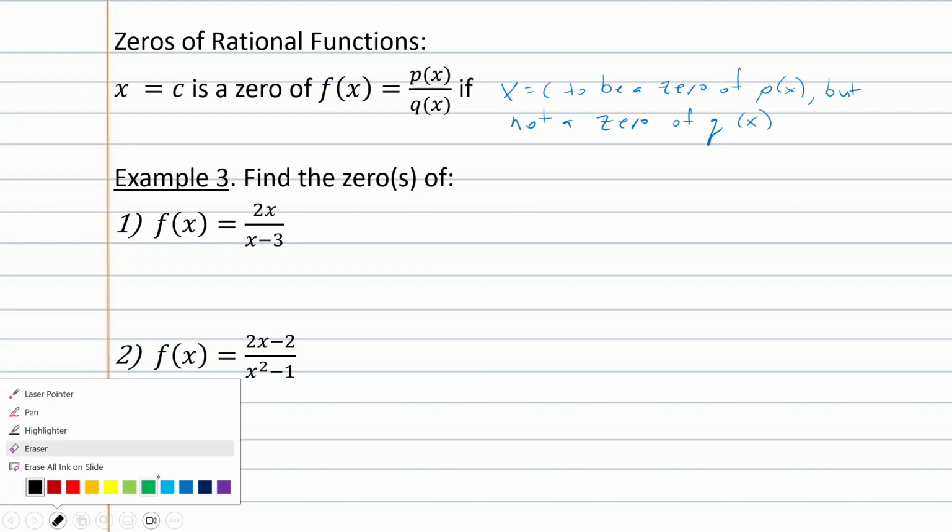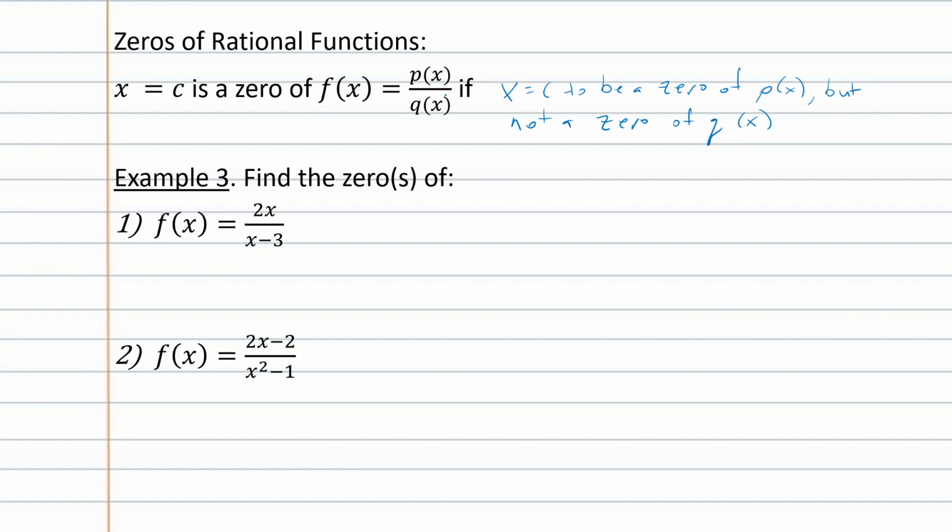Basically, you're going to find your zeros by looking at the numerator. But keep in mind, if the denominator is 0 at that same value, you're going to have an issue because we can't have a 0 in the denominator. So what we would do is find the zeros of the numerator. Here where we have f of x equals 2x over x minus 3, we would just find the 0 of 2x, and then check to make sure that it doesn't turn x minus 3 into a 0 as well.